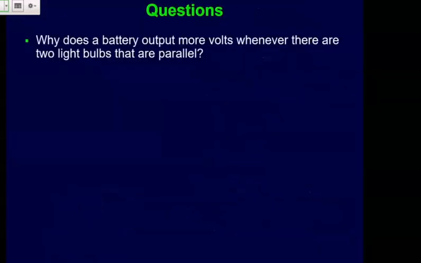Okay, so here's a question from somebody. Why does a battery output more volts whenever there are two light bulbs that are parallel? Again, unless I say otherwise, we're always going to assume our battery is ideal. When you have an ideal battery with some resistors, the battery sees some equivalent resistance. If that resistance goes up or down, the current will change. So that's essentially the answer.